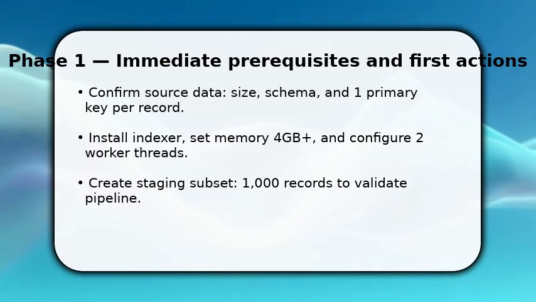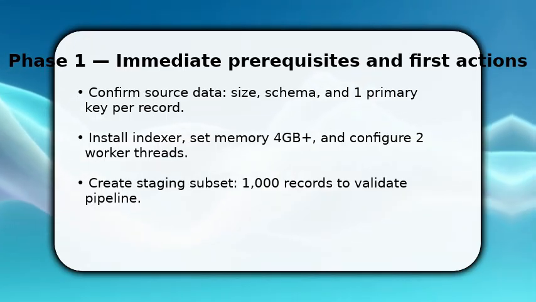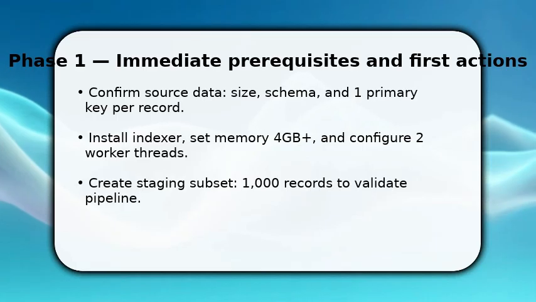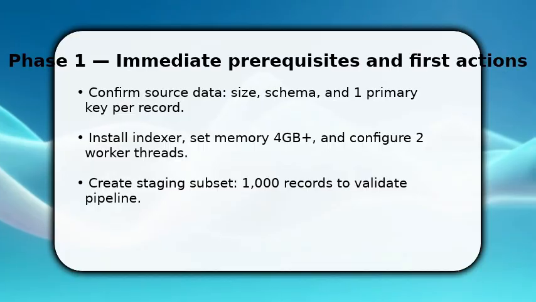You have the data and basic tools. Start now. First, verify the schema and pick the primary key because the index needs stable identifiers. Once done, install and configure your indexer with at least 4 GB memory and 2 worker threads to avoid bottlenecks.